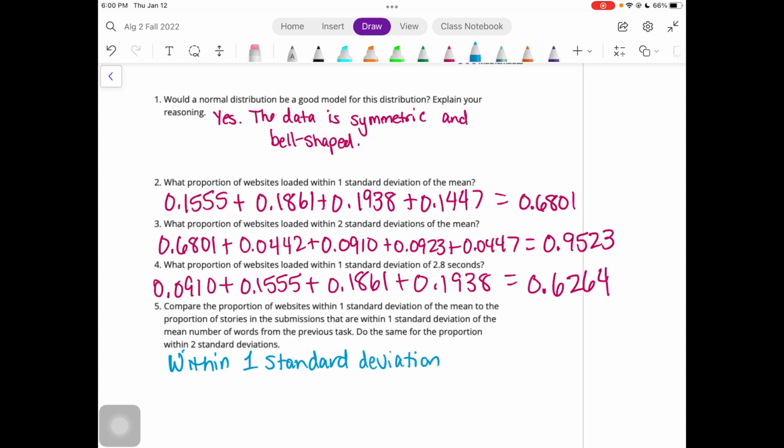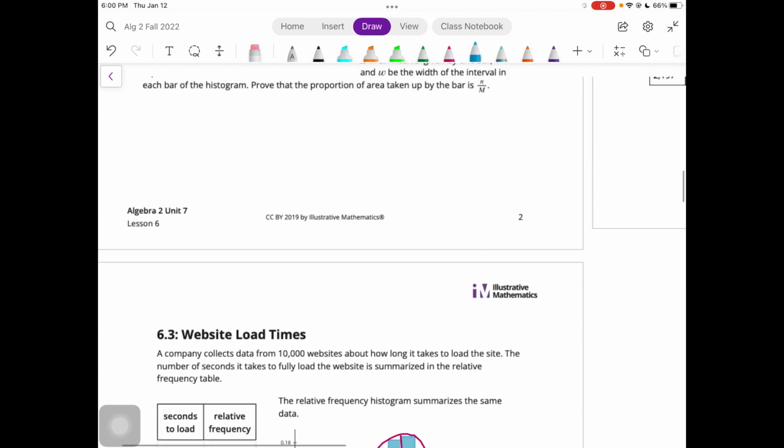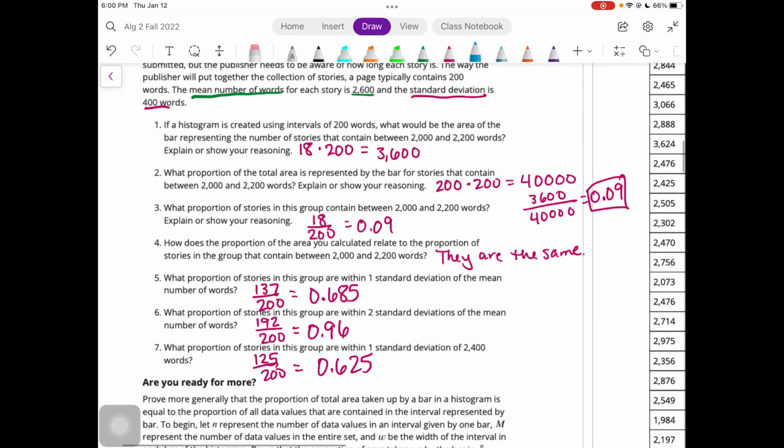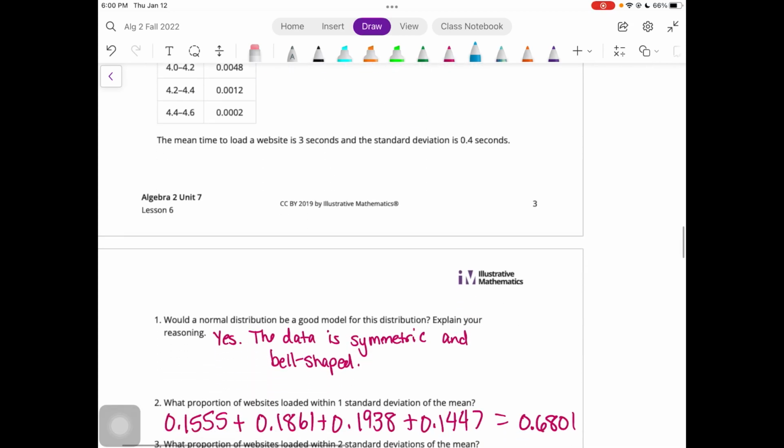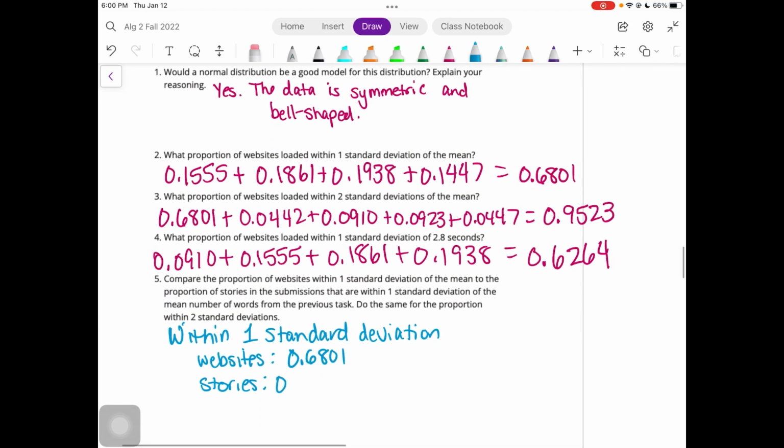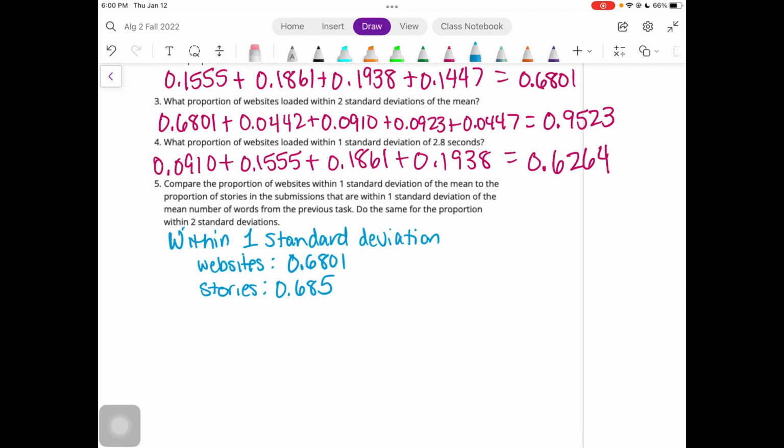For the websites, we had 0.6801. And then for the stories, which was also a normal curve, within one standard deviation we had 0.685. Those are pretty close. They're both about 68%.